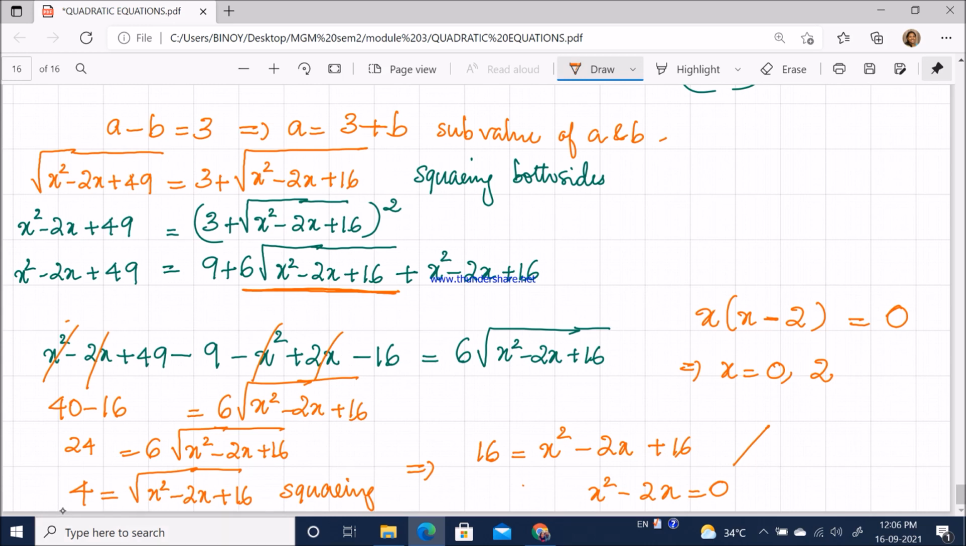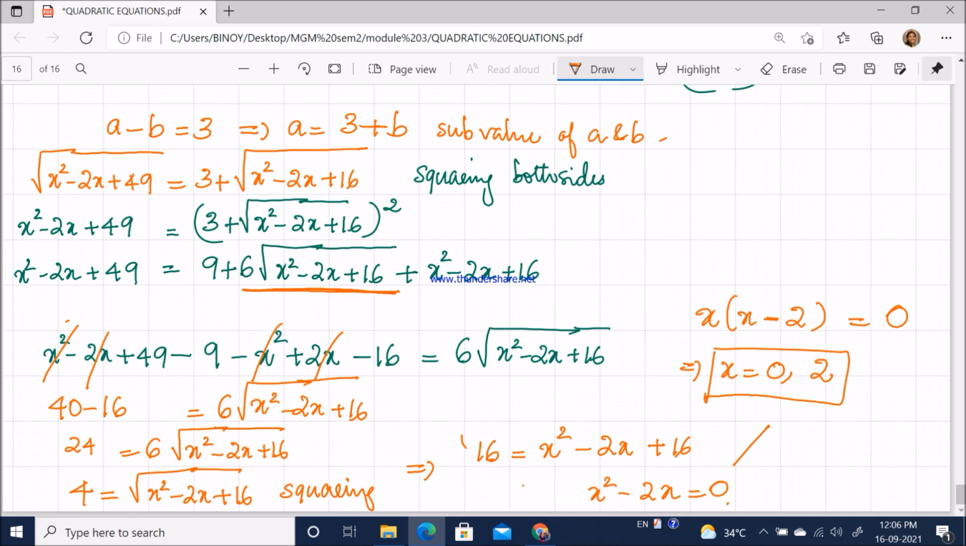So when you get 4 is equal to root of x square minus 2x plus 16, we square on both sides in order to get rid of the square root. So we got 16 is equal to x square minus 2x plus 16. What we did is take 16 to this side. So this will be x square minus 2x is equal to 0. This can be rewritten taking x common. So x into (x minus 2) is equal to 0. So the value of x is 0 or 2.